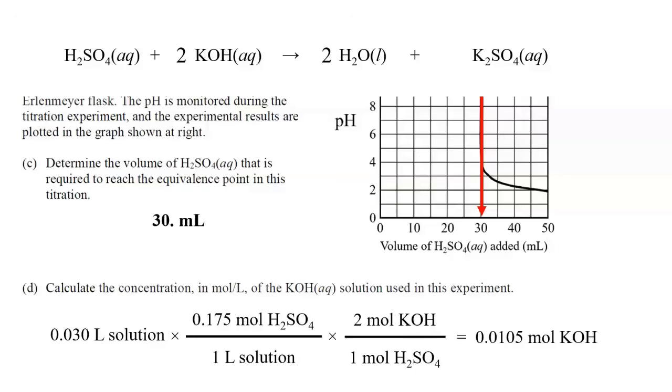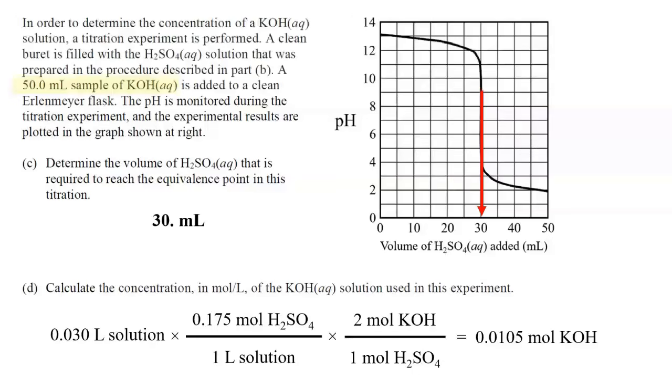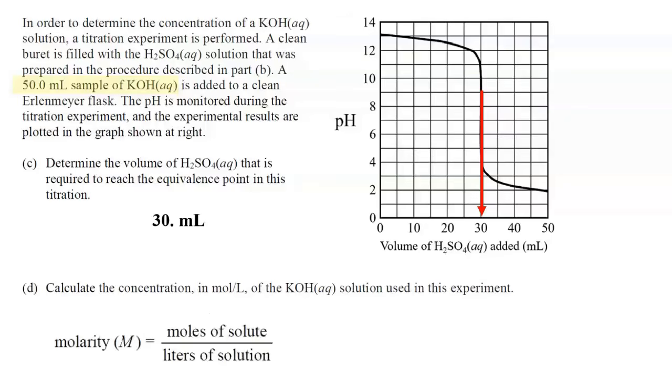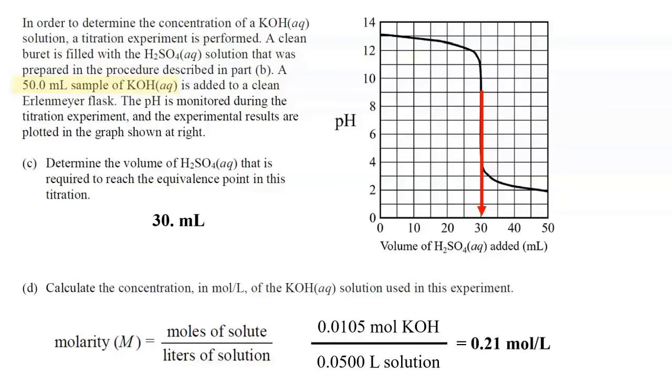But the question says, what's the concentration, which is moles per liter? So what was the volume of the potassium hydroxide that was used in this experiment? Well, the volume was 50.0 milliliters that was put into the Erlenmeyer flask. If molarity is moles divided by liters, let's take that 0.0105 moles of potassium hydroxide and divide by the volume in liters. So 50 divided by 1,000 would be 0.0500 liters. 0.0105 divided by 0.0500, and we get a final answer of 0.21 moles per liter.